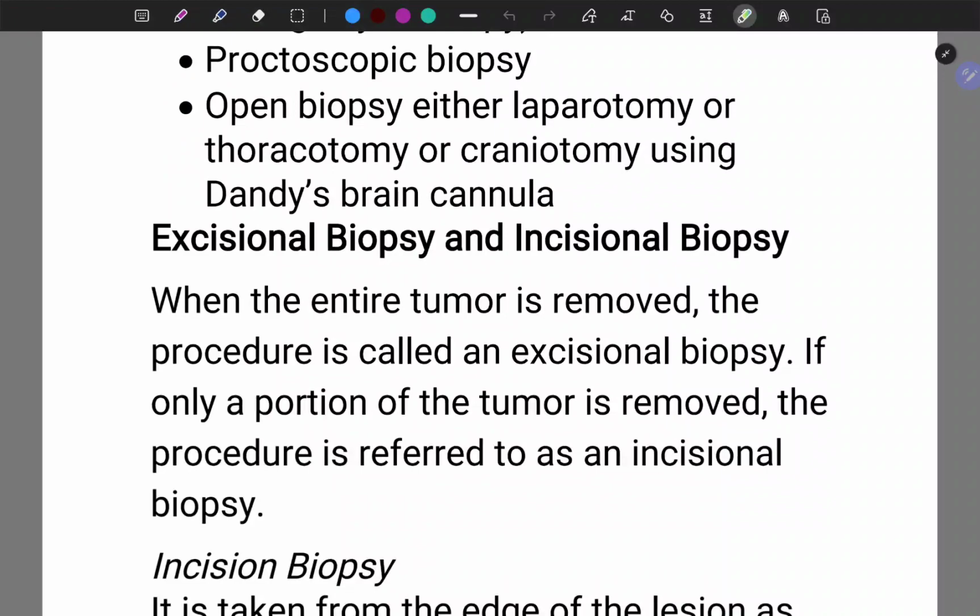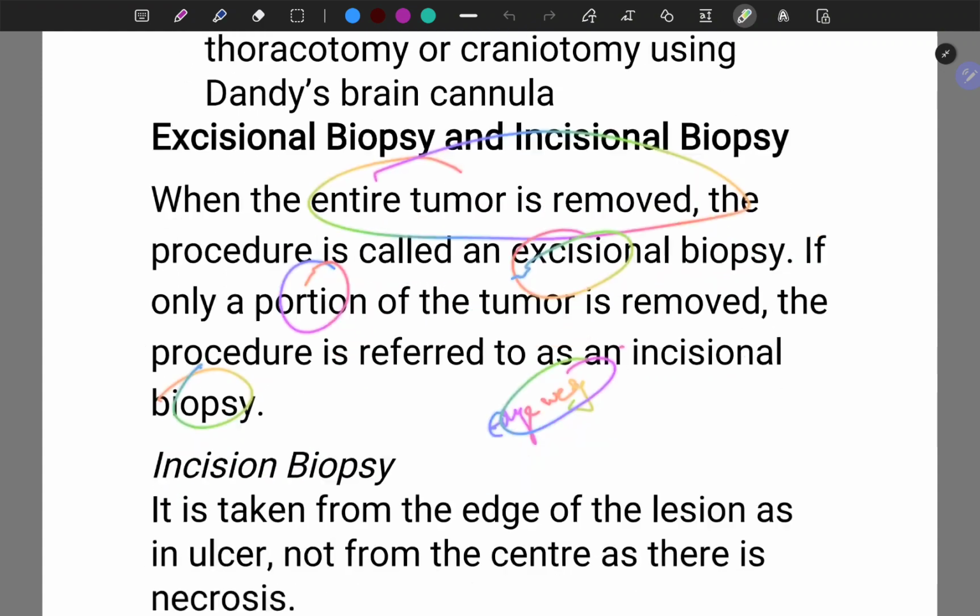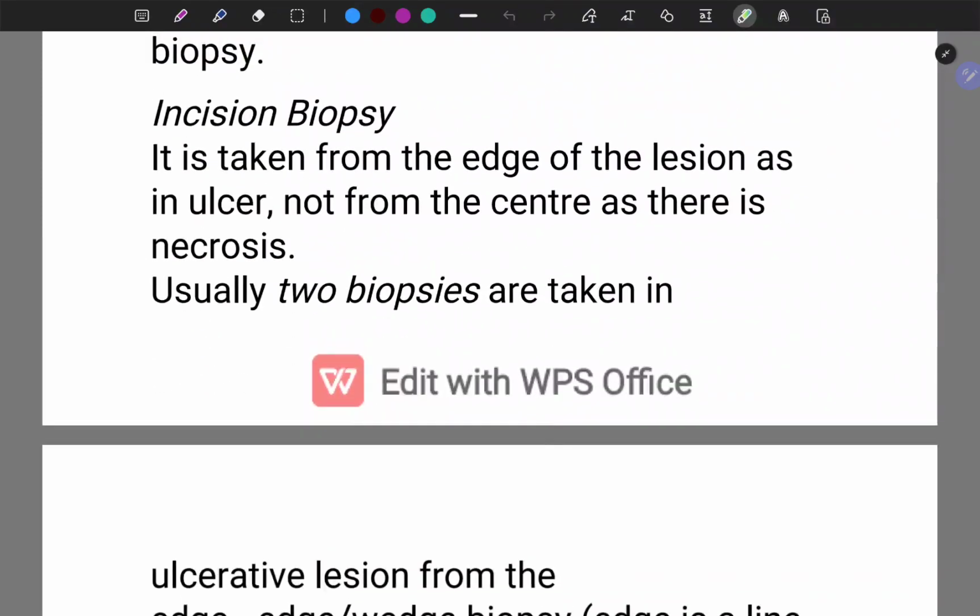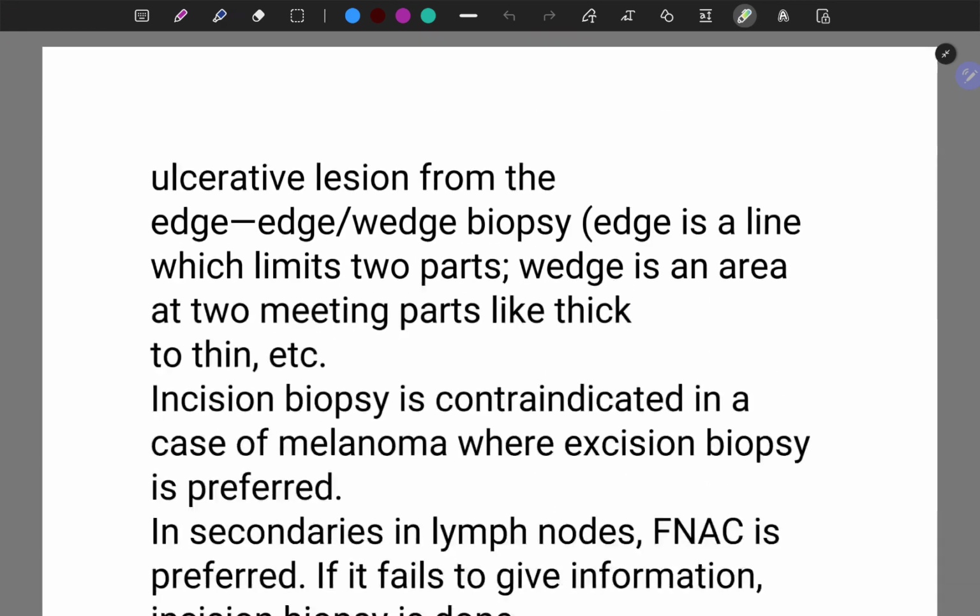Excisional biopsy and incisional biopsy: when the entire tumor is removed, the procedure is excisional. Only a portion, it is incisional. Edge-wedge biopsy comes under an incisional biopsy. Incision biopsy is taken from the edge of the lesion in ulcer, not from the center, as there is necrosis. So it is an edge-wedge biopsy, where edge is a line which limits two parts. Wedge is an area of two parts meeting, like thick to thin.